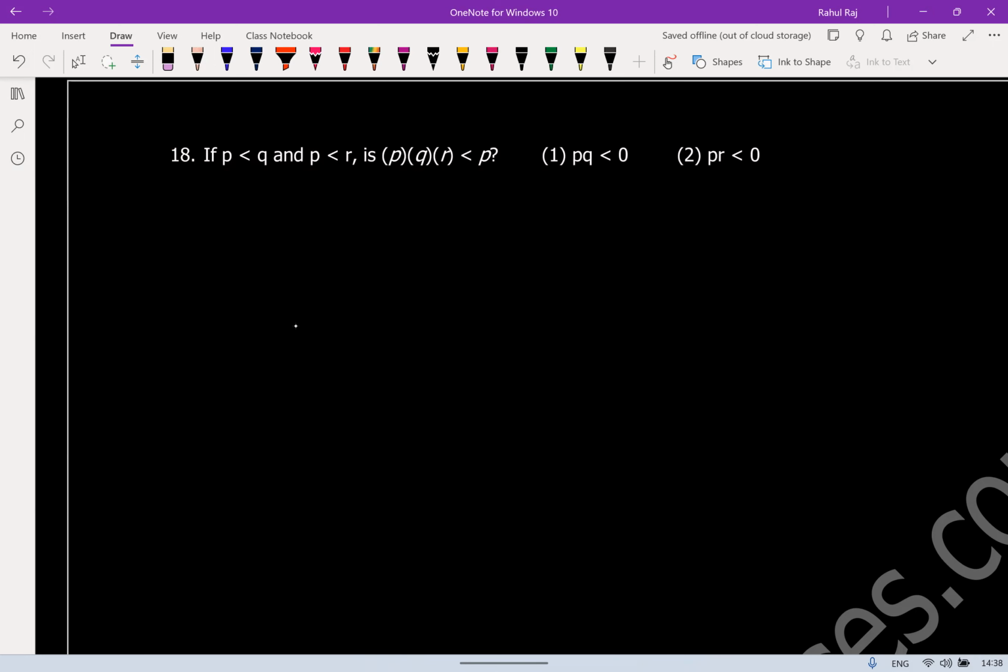So the question says there is a bit of information given to you. P is less than Q and P is less than R. My question is, is PQR less than P? So the moment you see PQR less than P, you cannot cut this P and this P. It's a pretty simple logic. Is it written anywhere that PQR is positive? No. It is not written, so you should not do it when P is greater than 0 is not given, right?